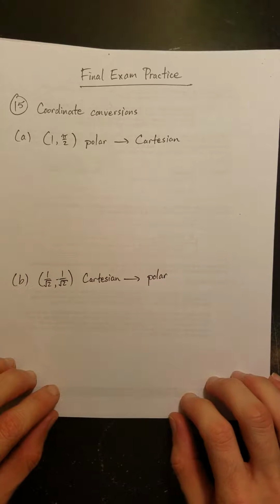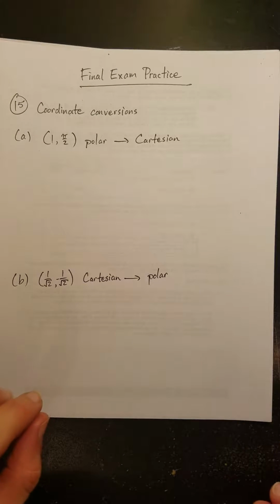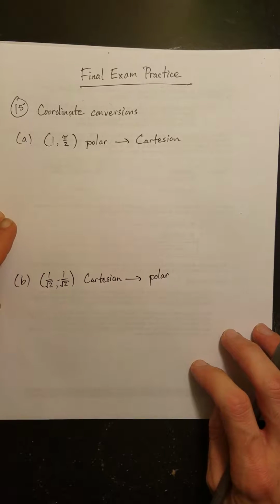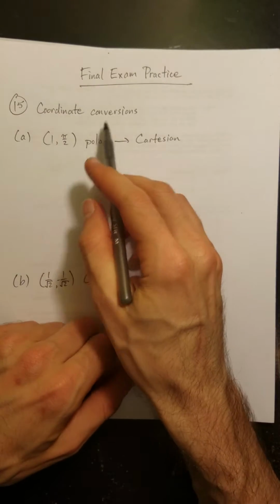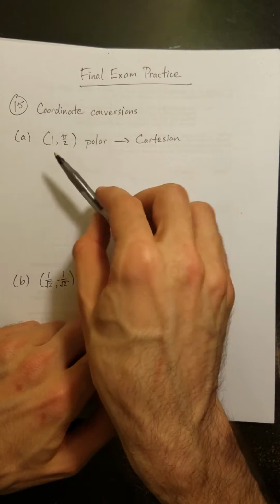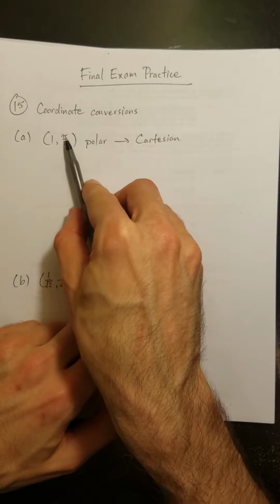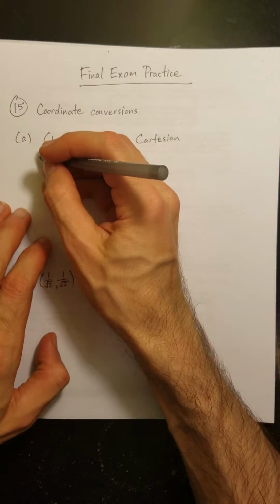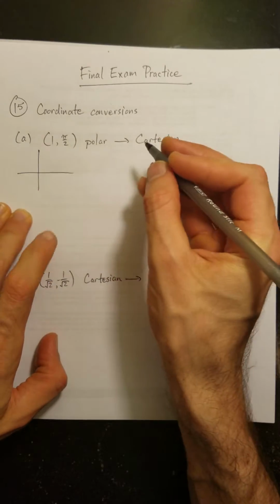Alright, so we're on problem 15 of the final exam practice, and in this problem we just want to do some coordinate conversions. Our first coordinate conversion, in part A, we're taking the polar coordinates 1 comma pi over 2 and converting this to Cartesian coordinates. So 1 comma pi over 2, let's just draw it.